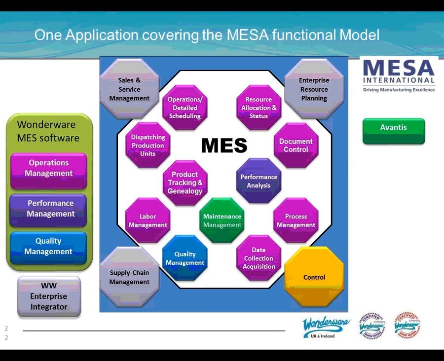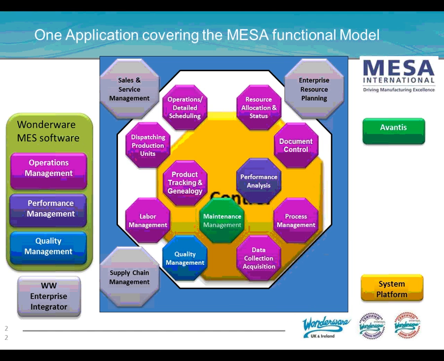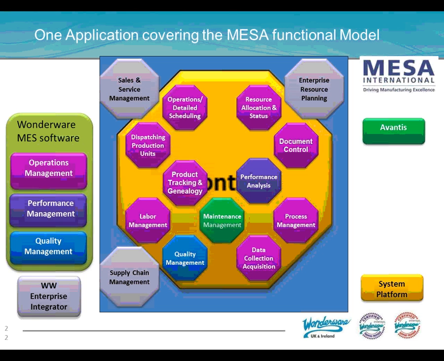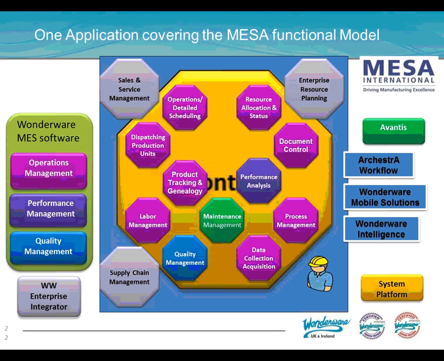And then obviously you need connectivity to the control system, so the automation layer, to provide us with the real-time information to support that MES environment. And that's provided by a system platform, which also provides us the infrastructure for supporting all those MES capabilities. In addition, we have higher level functionality systems such as ArchestrA Workflow. So this allows us to define a workflow to handle situations which may occur in the plant.